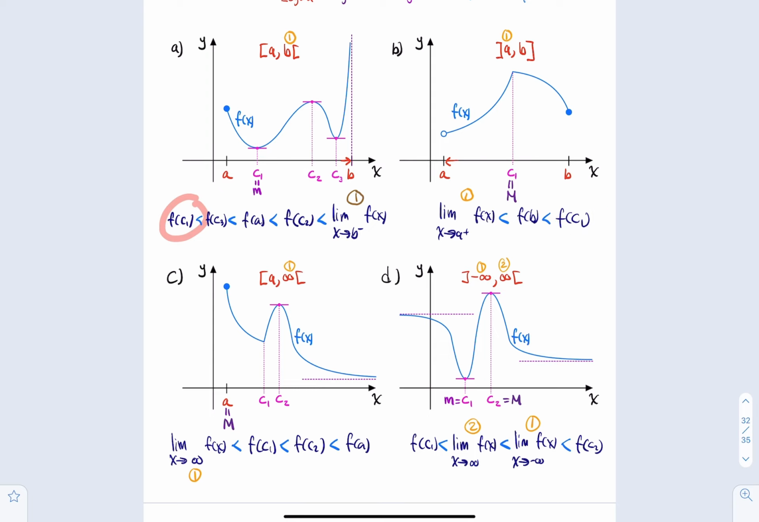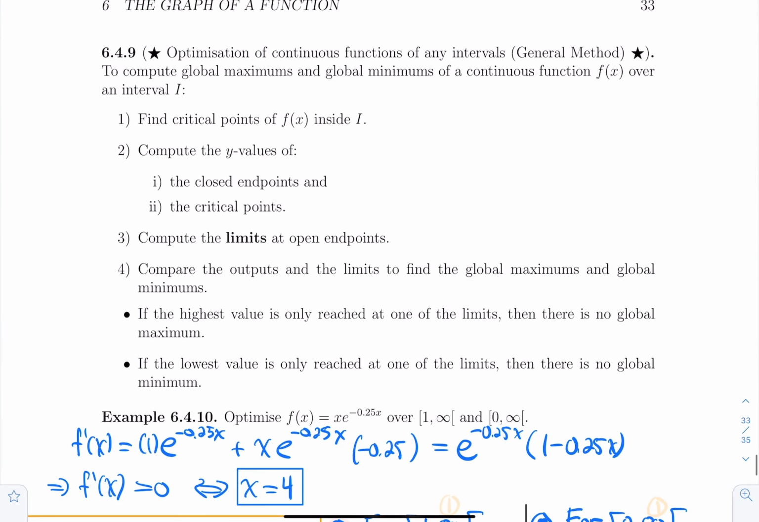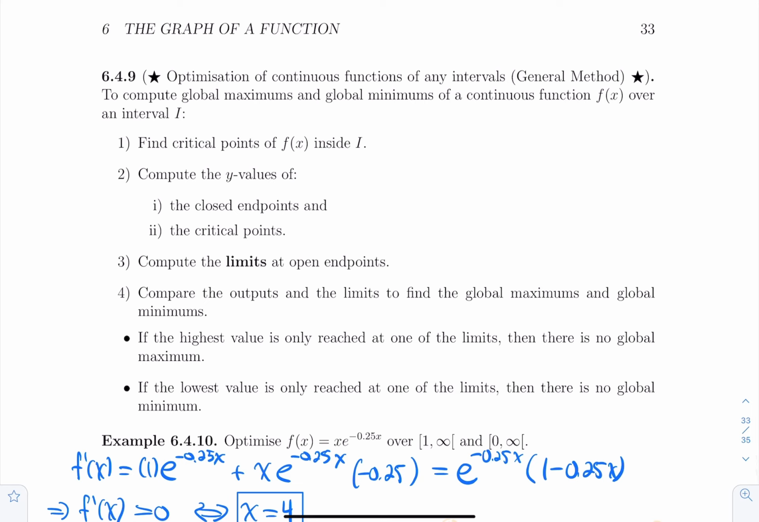So just going over the method quickly now. For optimization of a continuous function over any interval, to compute global maximums and global minimums of a continuous function over that interval, first, just like usual, you compute critical points, which means you compute the derivative and you keep the critical points within the interval that is always specified in the question.